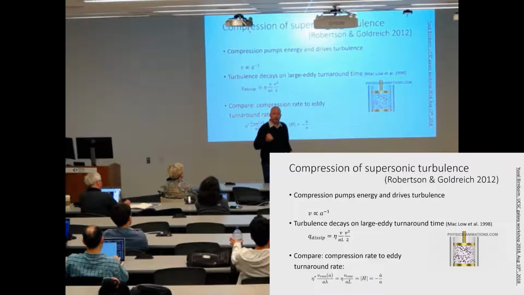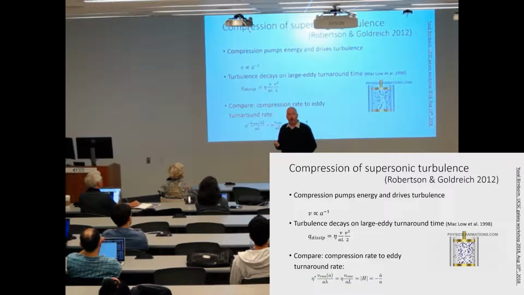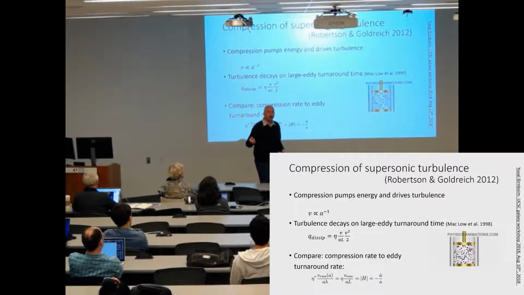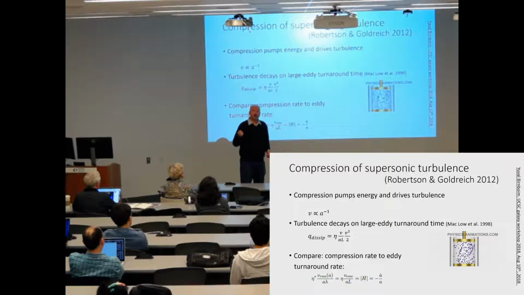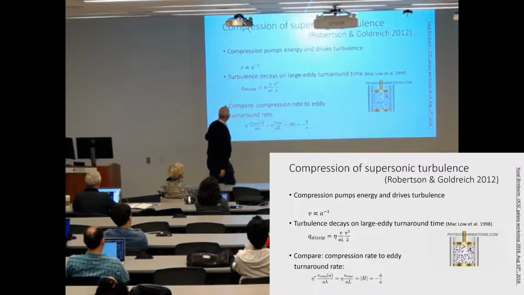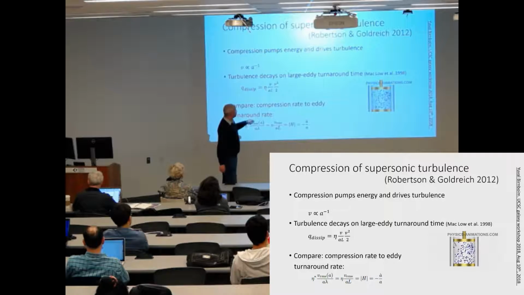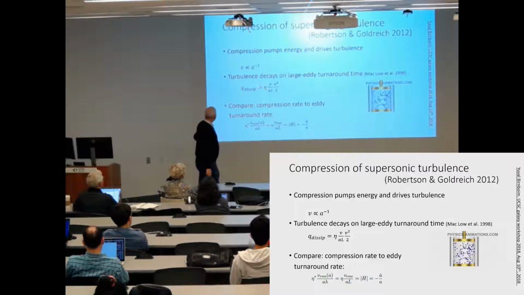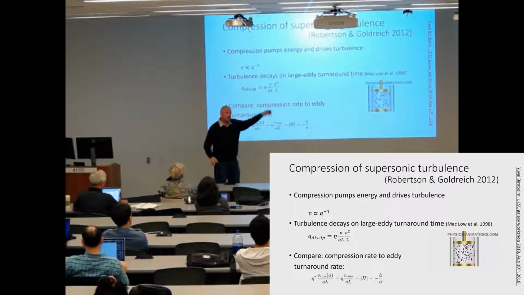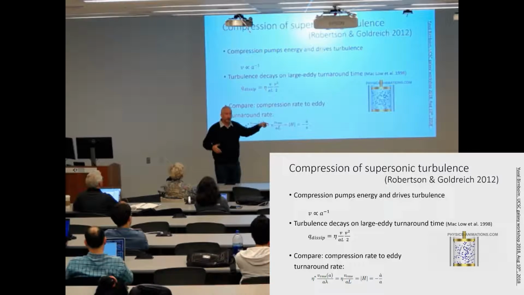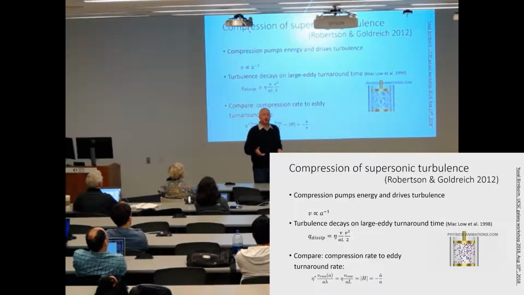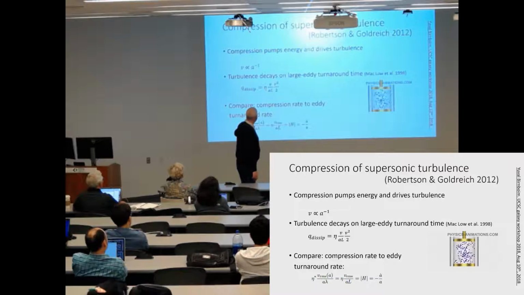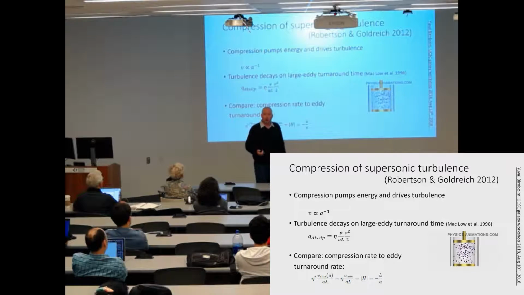The opposing mechanism is dissipation. And dissipation works on a typical time scale. That's an eddy turnaround. So that has been shown by McLow et al. in '98 and by others. Once a large eddy turns once, it typically loses a big fraction of its kinetic energy. So that's the dissipation rate. And since we have two rates, we can compare them and get the scale out of it.